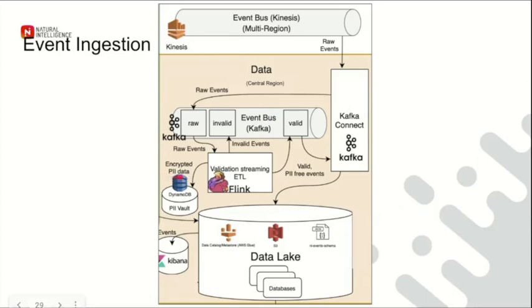In addition, this data is encrypted on the server side, so we already receive it encrypted. We pour the PII data into a PII vault, where only applications that need access to this data will have access to this data. From there, the valid PII-free events are written to a valid topic in Kafka. And again, Kafka Connect reads these events and writes them to our data lake.